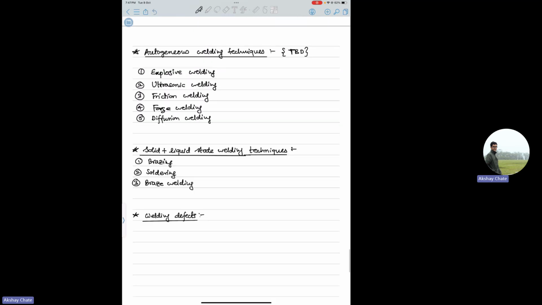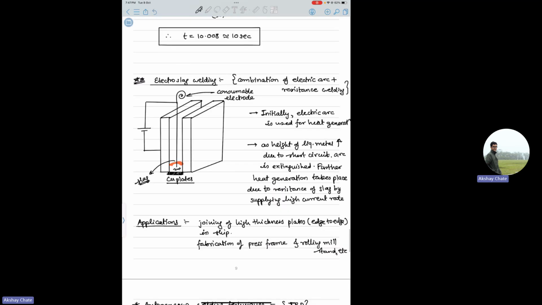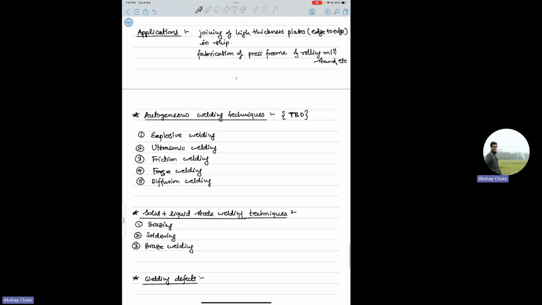I think you'll be able to solve your assignment questions if you just follow your class notes or class slides that are also shared. Today's discussion was mostly clarification or refreshment about basic welding techniques: what they are, how they function, and some pointers about them. Okay, we'll stop here today and continue with autogenous welding and these other things in the next class. See you in the next class. Bye.